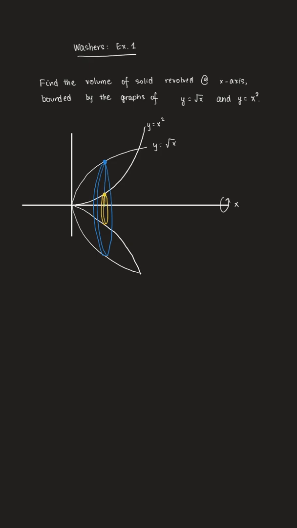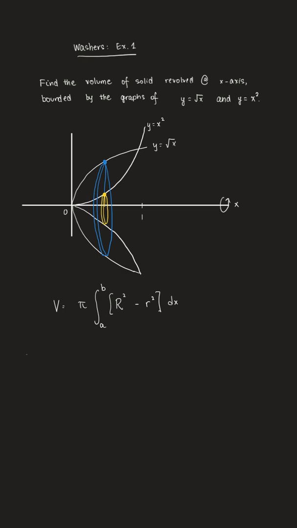So volume using washers is going to be pi, remember, integral from a to b, outer radius squared minus inner radius squared, dx in this case, since we're revolving over the x-axis. We're going to need to figure out what our limits of integration are, and that's when these two functions equal each other. That happens when x is 1.